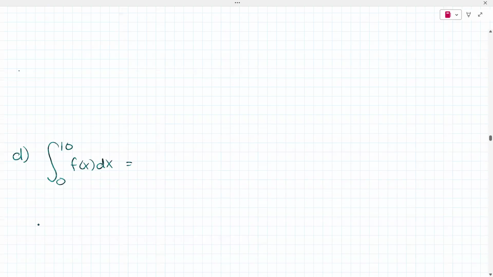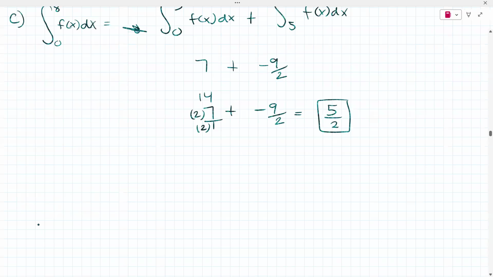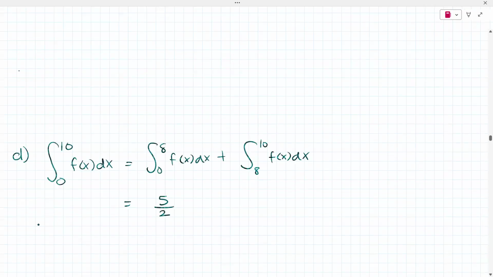So we could break this into two separate integrations: from 0 to 8 of f of x dx, plus the integration from 8 to 10 of f of x dx. From 0 to 8, it's the previous answer, which is 5 halves. And then from 8 to 10, we're going to have to do the area of a half circle, which is pi r squared over 2.